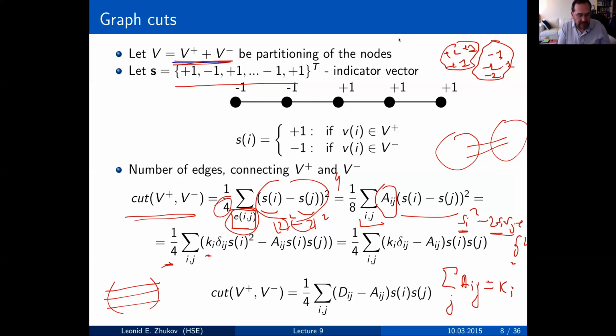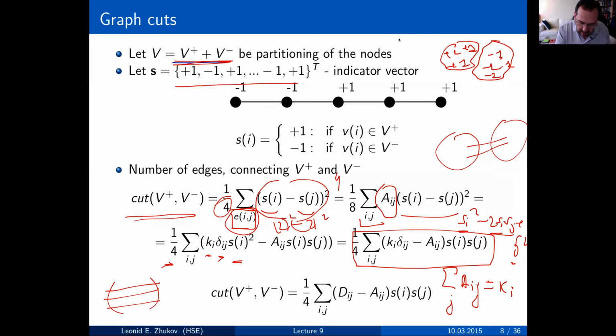If I want to keep summation over both indexes, I need to keep delta ij, which is a Kronecker symbol, and we talked already about si squared. So that's pretty much it, all right? Then we can factor this out a little bit, and that's what we got.